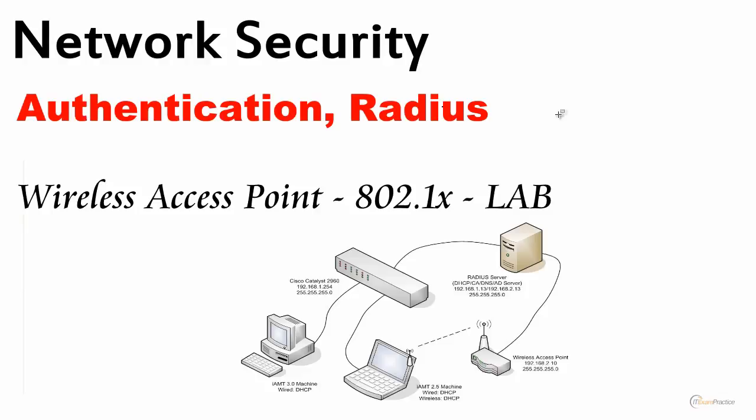Again, I encourage you to play with it. You can start with a simple home office, small office router like a Linksys, Netgear, or whatever. There is an option for WPA2 enterprise. You can enable it and then use a Windows Server 2008 or a free RADIUS application that is available.